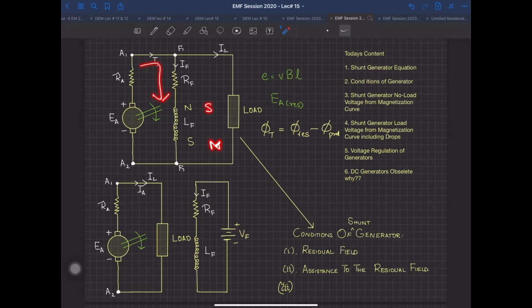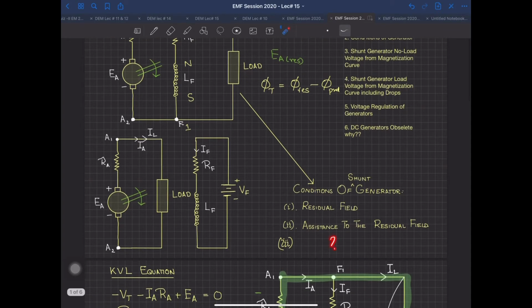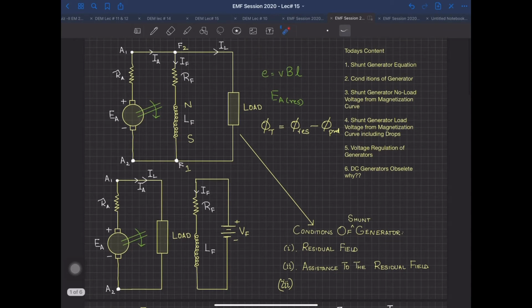And I guess you have been experiencing this problem in your lab, and you have been doing this very carefully. What you have done is actually change the terminals of your field winding. You just swapped the two terminals over there. Either you swapped A1, A2, or you swapped F1, F2. And by this, you are actually changing the assistance to the residual field. So it is very important that these two conditions for a shunt generator are always met whenever a shunt generator is being run. A third condition is also there, but I will comment on it at the end of the lecture, because that's very, very important from that point of view.